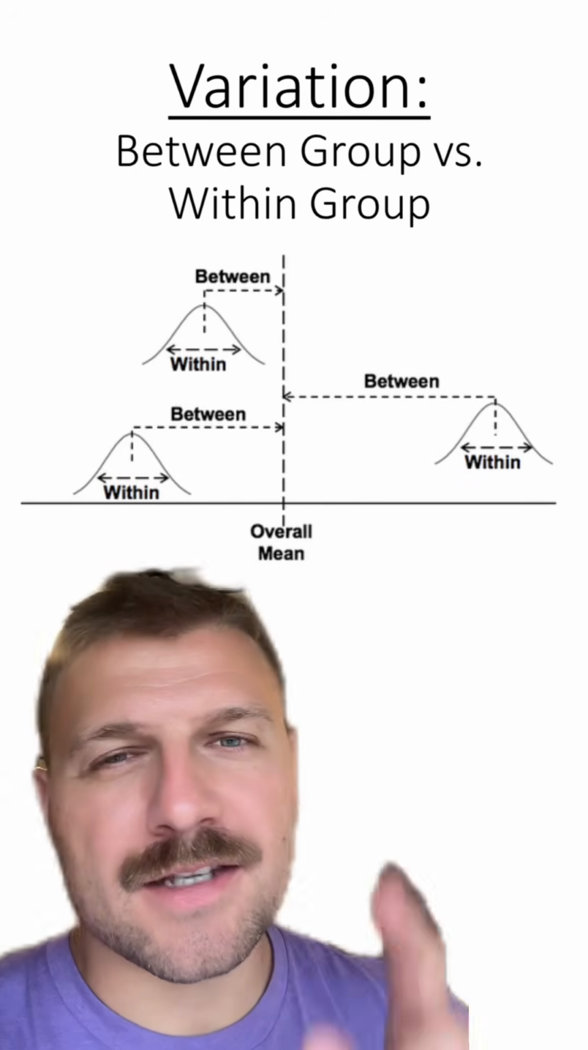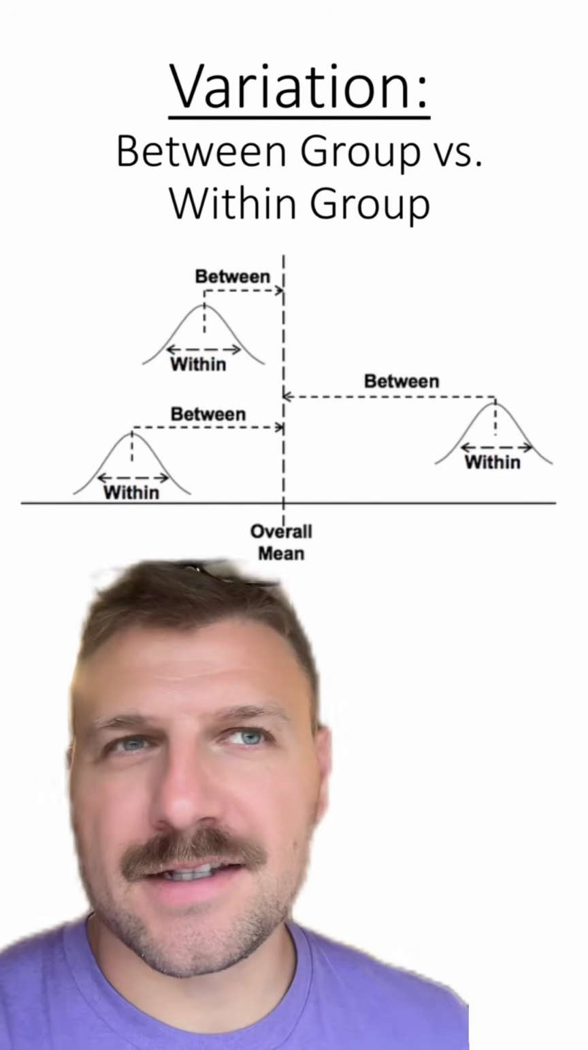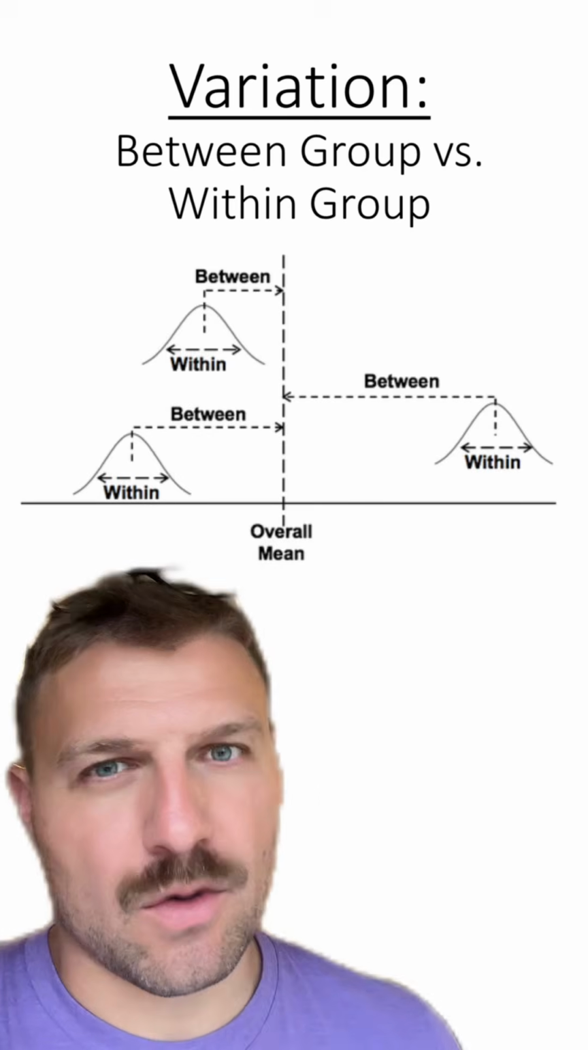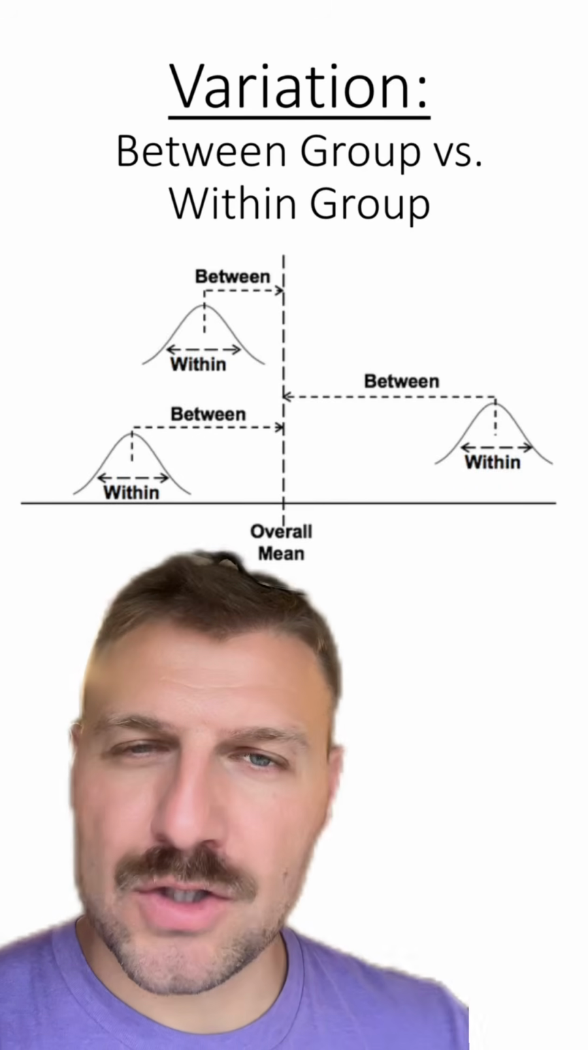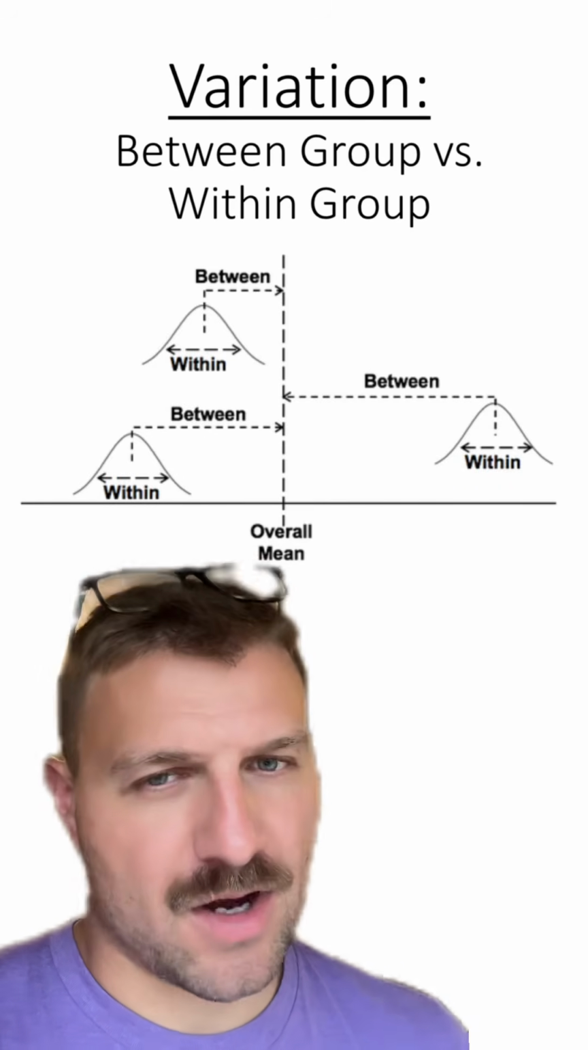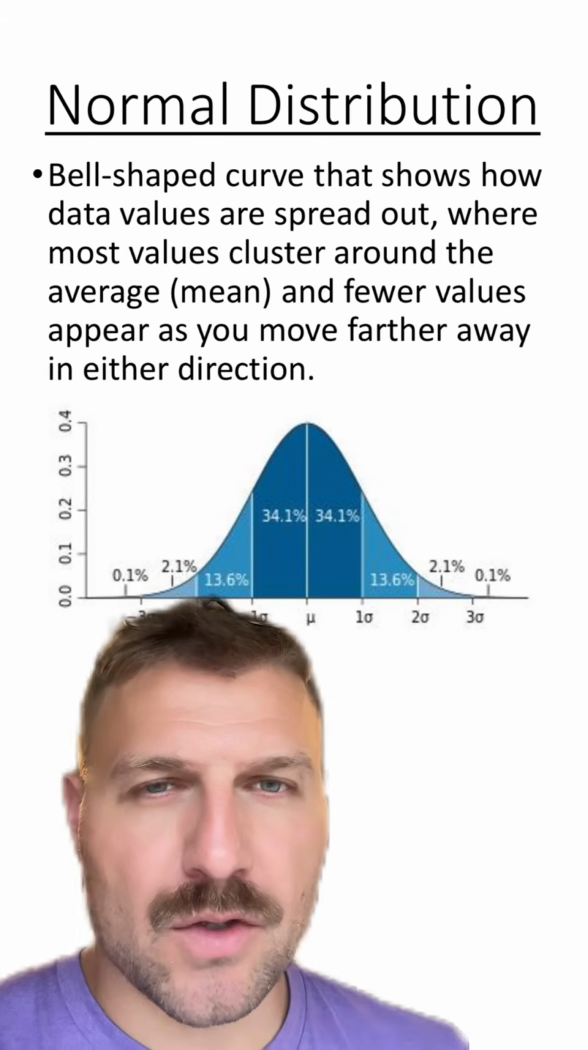I want to talk about this image because I think this is something that all scientists or students in high school should know about. This image represents something called between group variation and within group variation. Before I get into those terms, let's just review normal distribution.